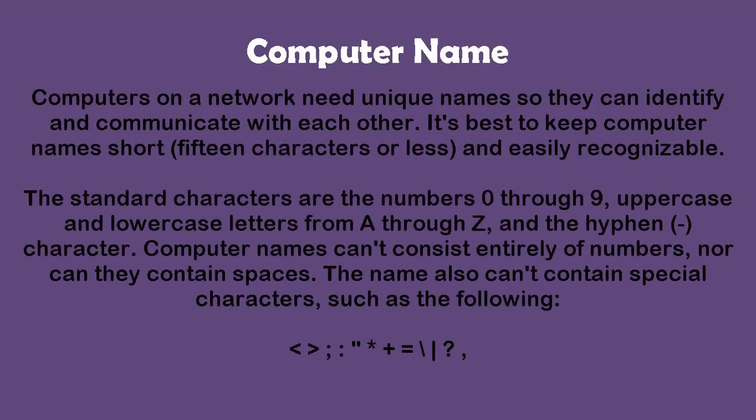Computer name. Computers on a network need unique names so they can identify and communicate with each other. It's best to keep computer names short, 15 characters or less, and easily recognizable. The standard characters are the numbers 0 through 9, uppercase and lowercase letters from A through Z, and the hyphen character. Computer names cannot consist entirely of numbers, nor can they contain spaces. The name also cannot contain special characters such as the following.